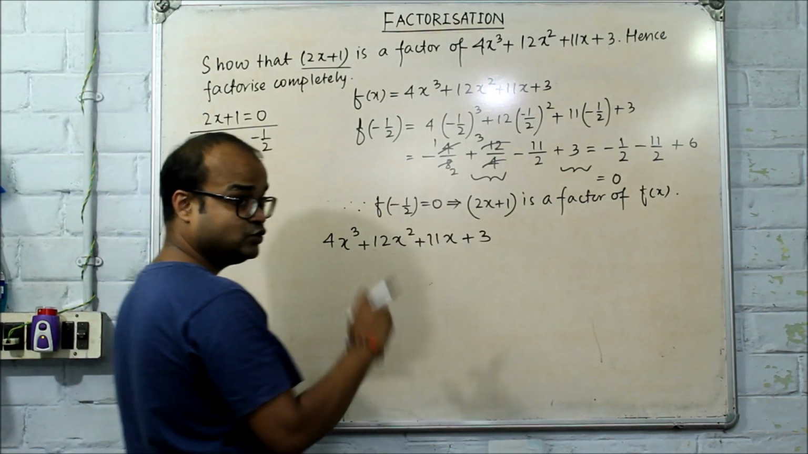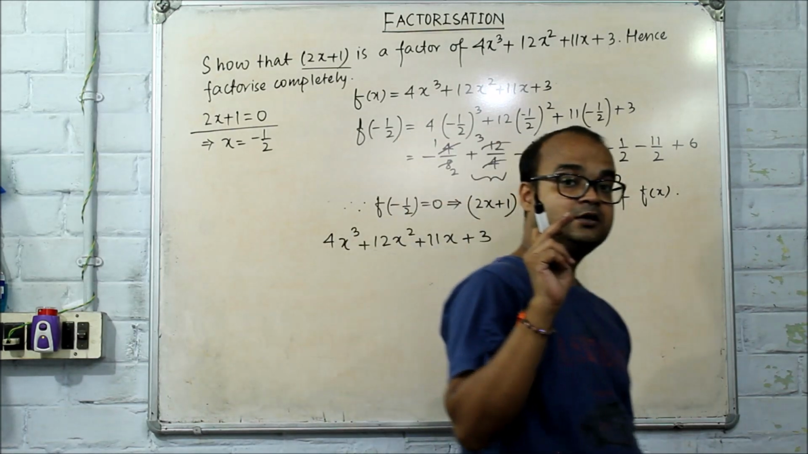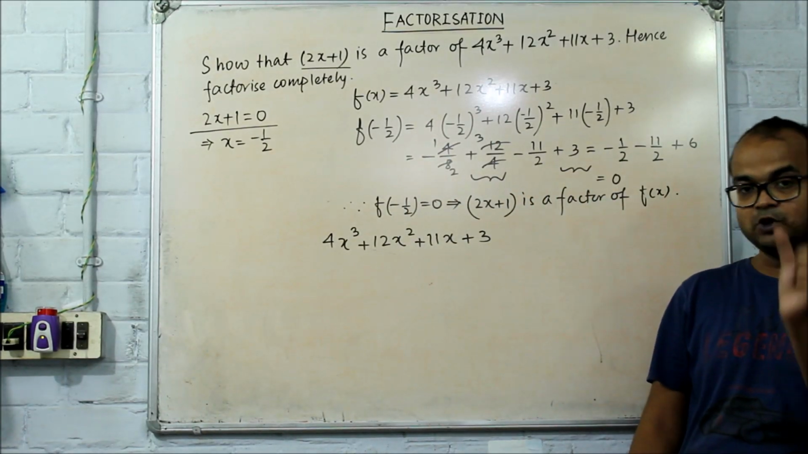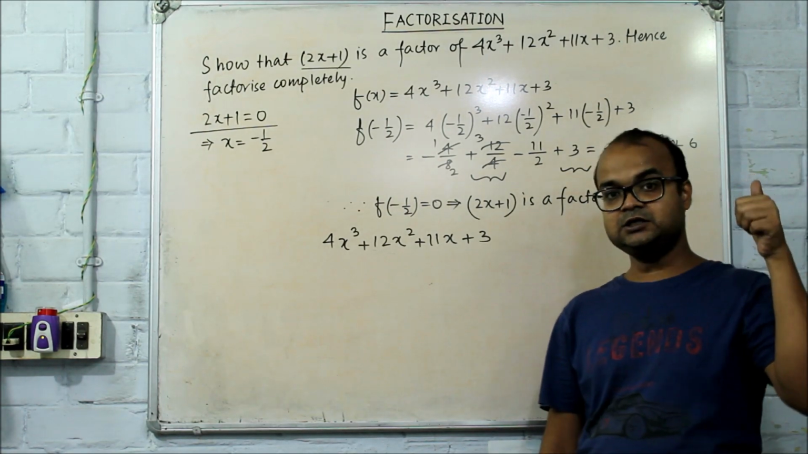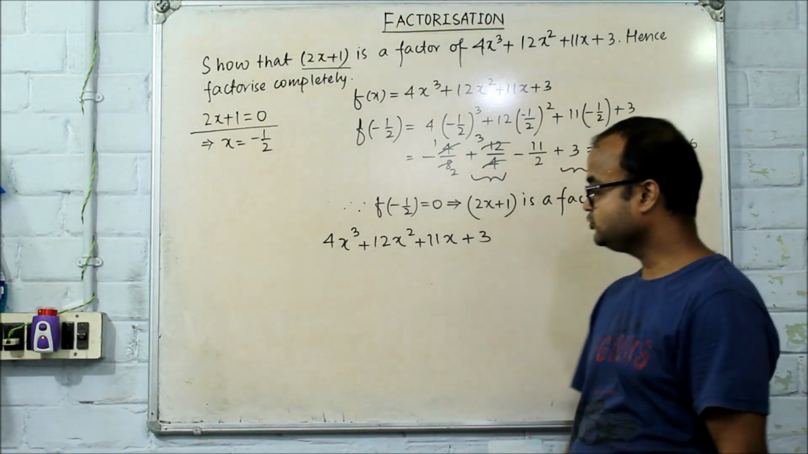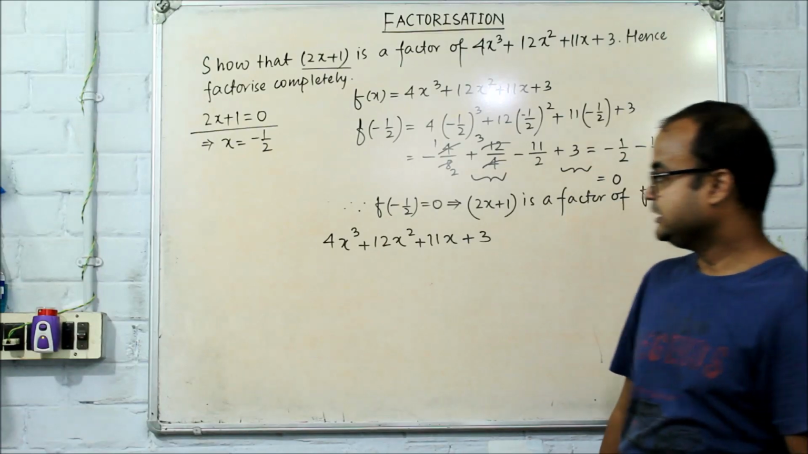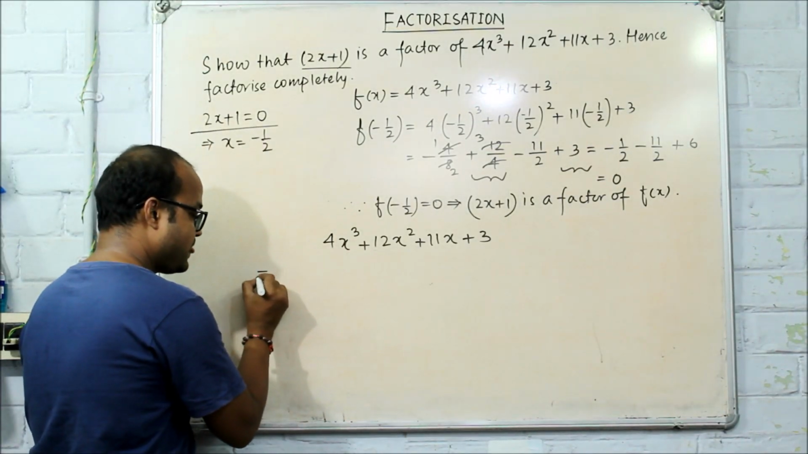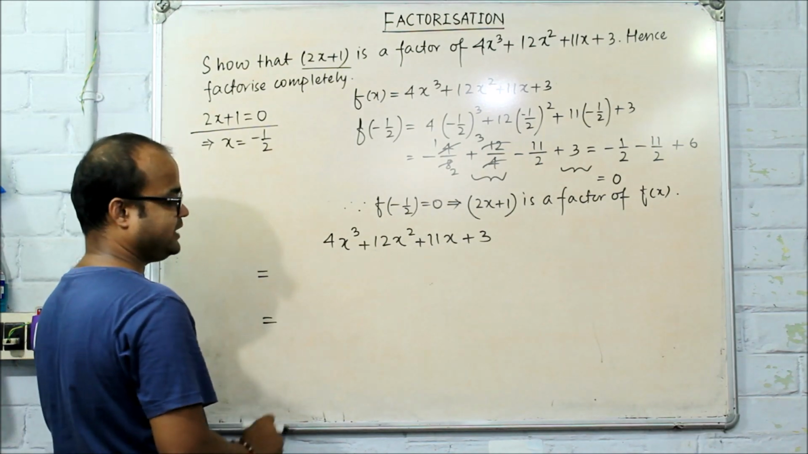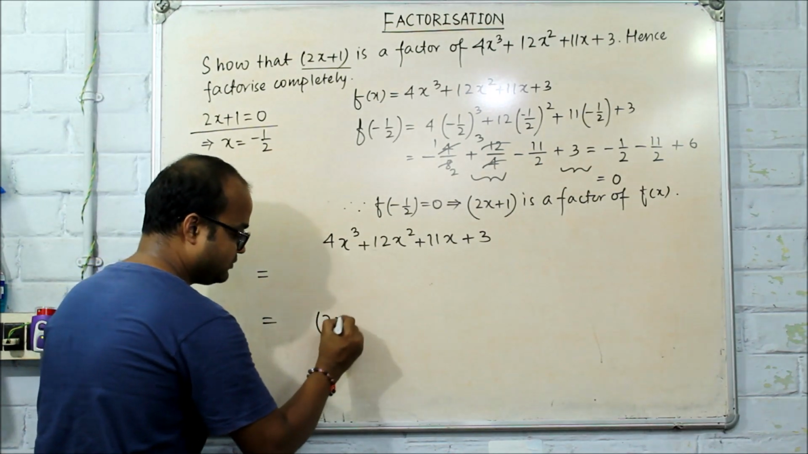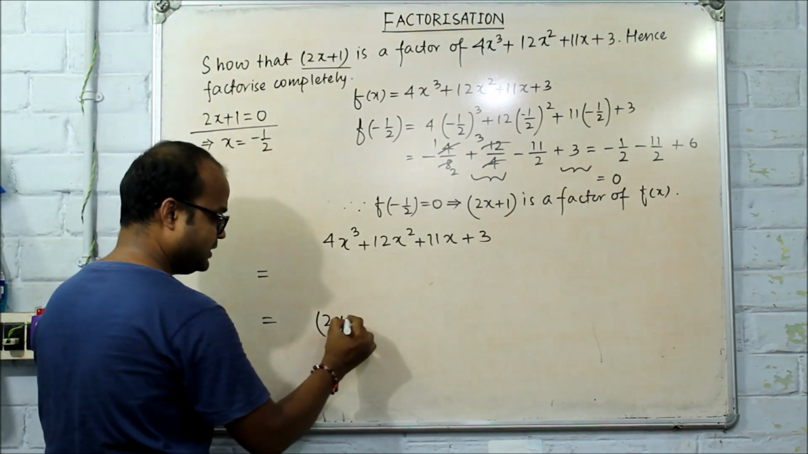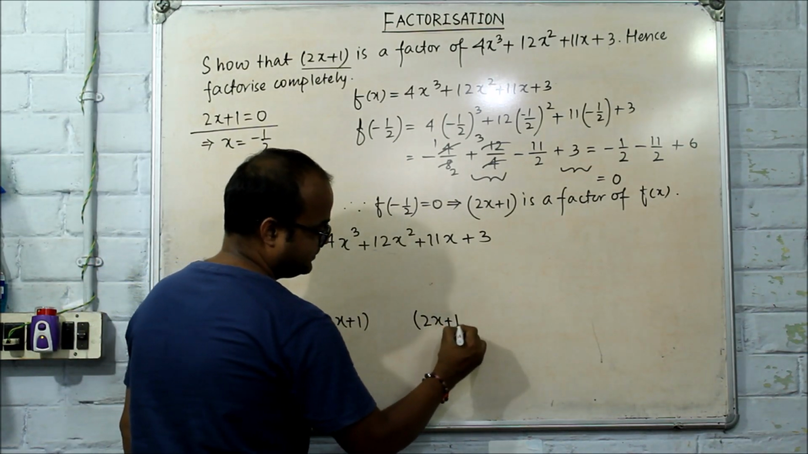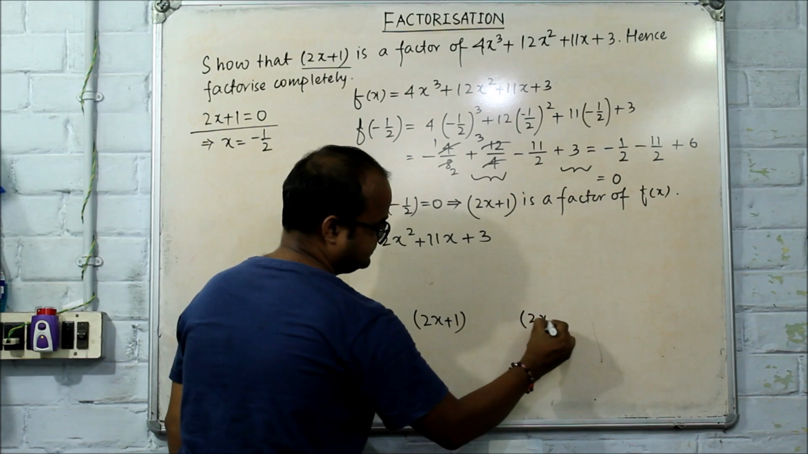How to factorize the cubic term? I already made a small video on this. The link is given on the I button, so click on the I button and you'll get the video. So since 2x plus 1 is a factor, we write 2x plus 1, we leave one space gap and then we write 2x plus 1, 2x plus 1 and 2x plus 1.